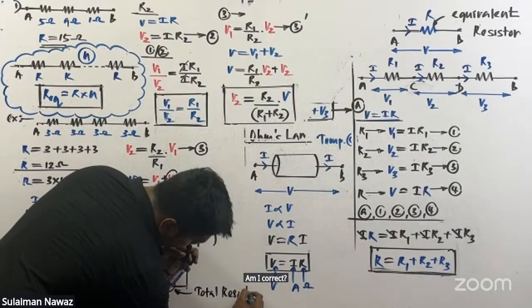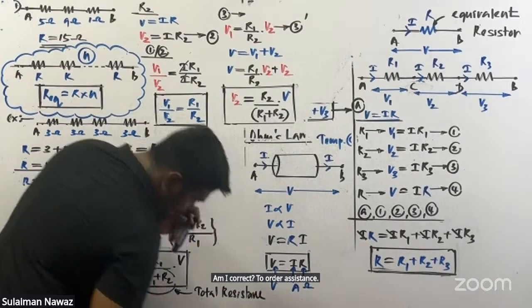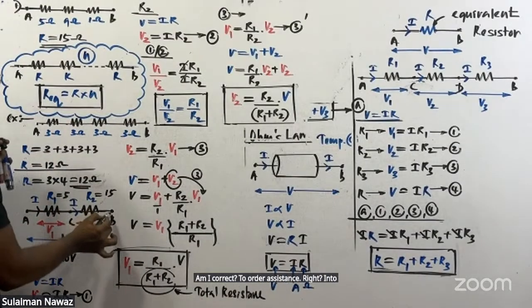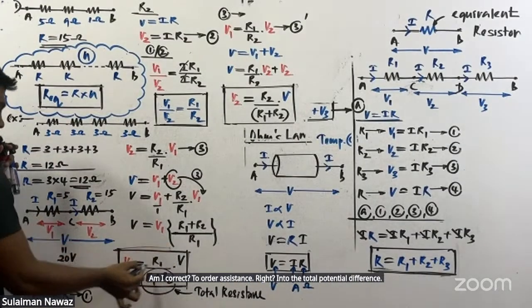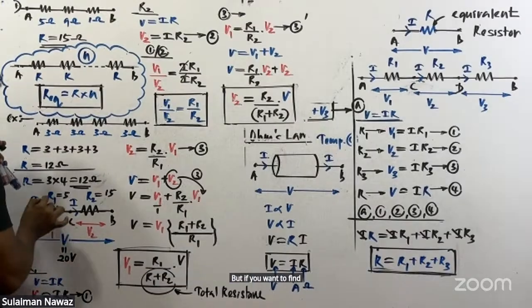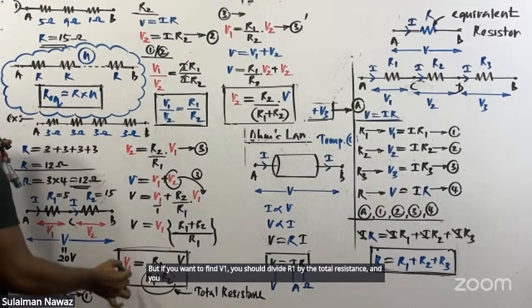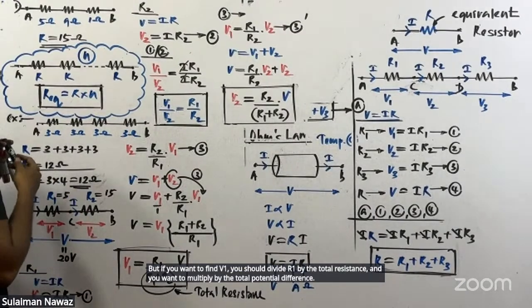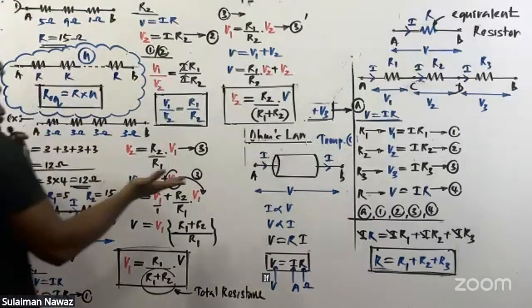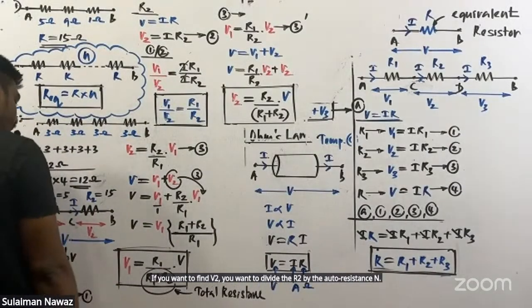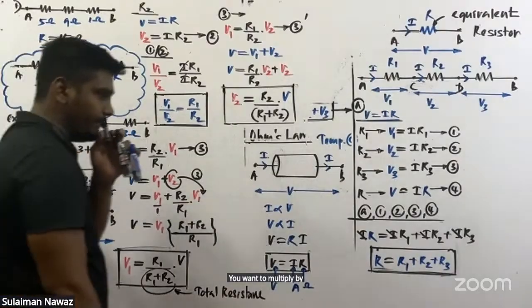Total resistance, right? Into the total potential difference. But if you want to find V1, you should divide R1 by the total resistance and multiply by the total potential difference. If you want to find V2, you divide R2 by the total resistance and multiply by capital V.